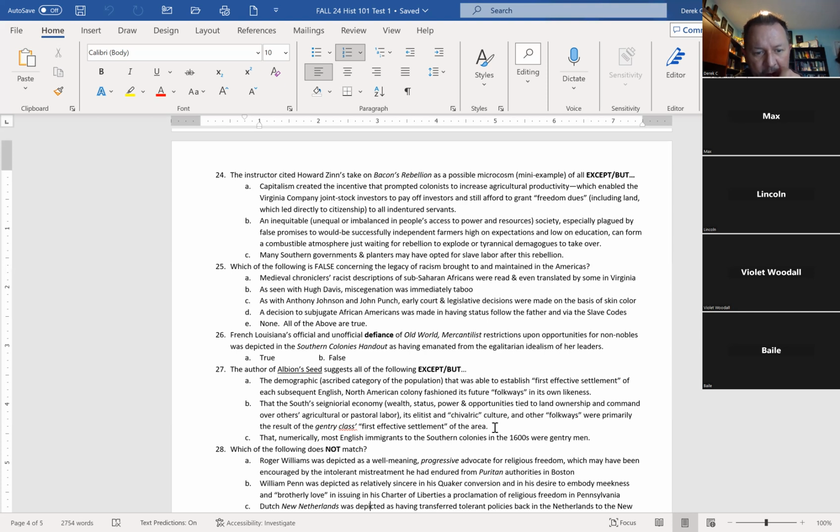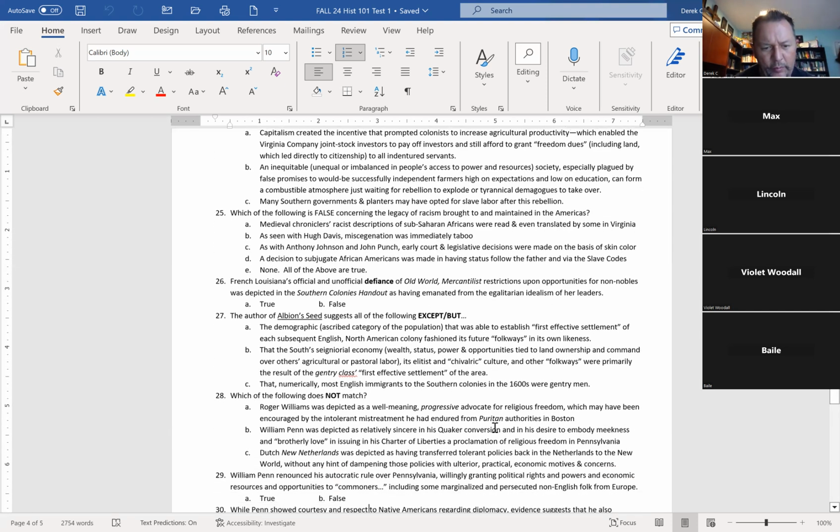Okay. And then you have, yeah, C, definitely not. Most immigrants were not gentrymen. That's the whole idea with Bacon's Rebellion and all that, right? Is that most of them were poor white Englishmen. So you have this inequitable setup.